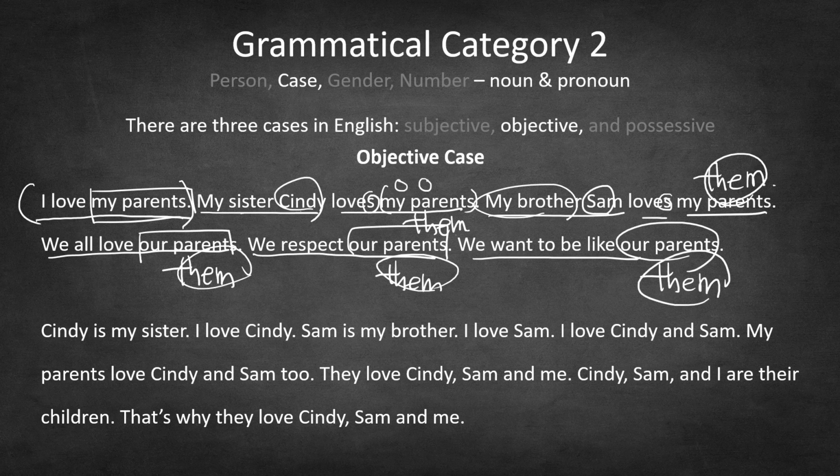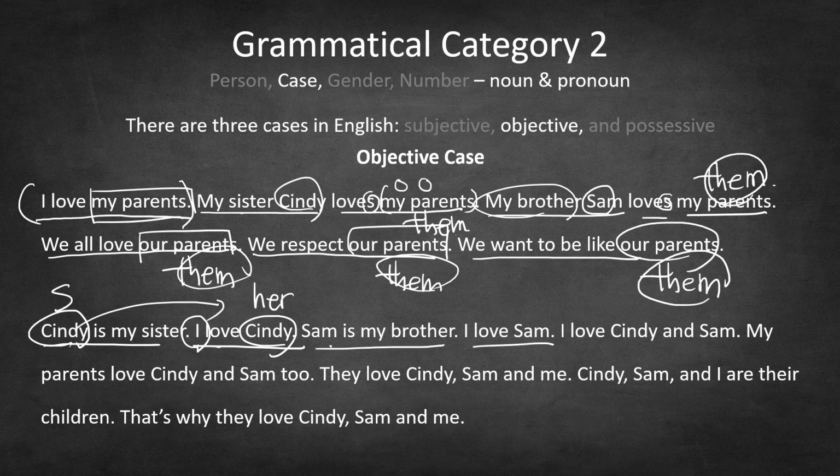Okay, now Cindy is my sister. I love Cindy. Now, Cindy is my sister. This is subject. But if you say I love Cindy, this is object. You don't have to repeat Cindy over and over again. So say her. I love her. Sam is my brother. I love Sam. Again, Sam is he. So I love him. I love Cindy and Sam. Cindy and Sam, they are already mentioned. Say I love them. My parents love Cindy and Sam too.